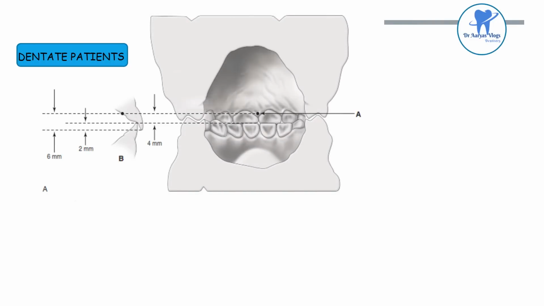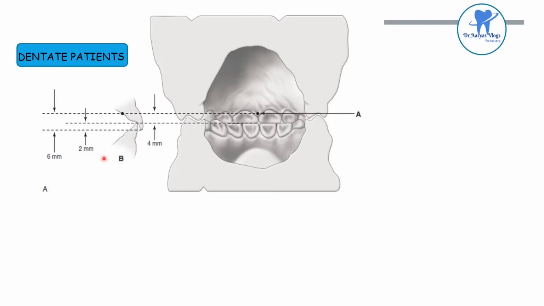And this picture shows a sectional cast, a posterior view of the sectional cast. When the teeth are in centric occlusion, the incisal edges of the mandibular central incisors are on average 4 mm from the incisive papilla. This is the incisive papilla, and here it is the 4 mm, that is the incisal edge of the mandibular central incisors.